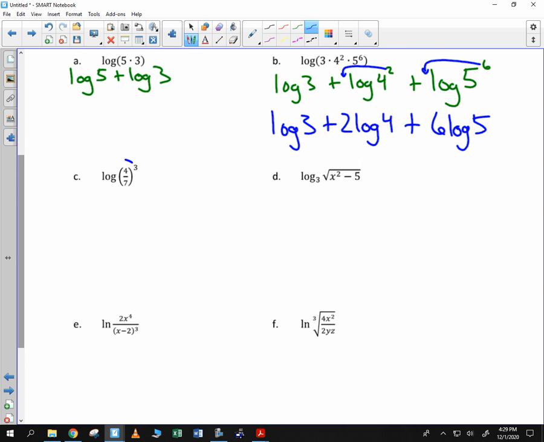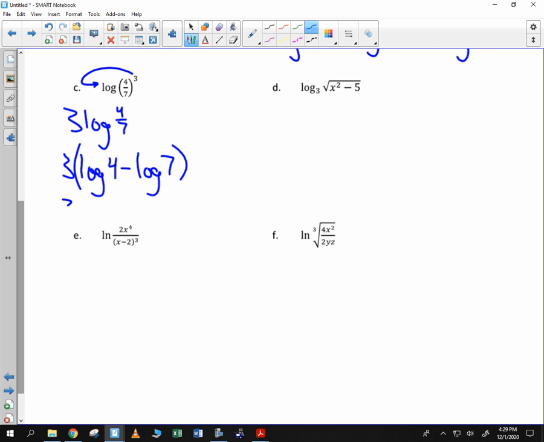The next one, we'll move the 3 out. 3 log of 4 over 7. And now we'll use our subtraction. 3 times the log of 4 minus the log of 7. If you wanted to write that 3 to each one as 3 log of 4 minus 3 log of 7, that would be fine. Now it's time to talk just a little bit about what's going on here.